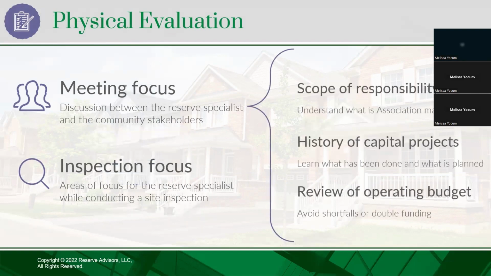The first step of the physical evaluation is the meeting. There are 2 main portions: there's a meeting and then there's the inspection. So right up front, we want to have a meeting. And what we're going to do during that meeting is really to align, right? That's where we're aligning on that scope of responsibility. So making sure that we're all on the same page with what the association is responsible for maintaining. What are those common area components that the association must maintain?